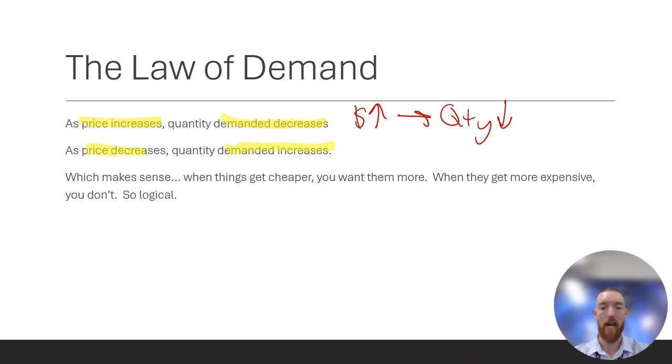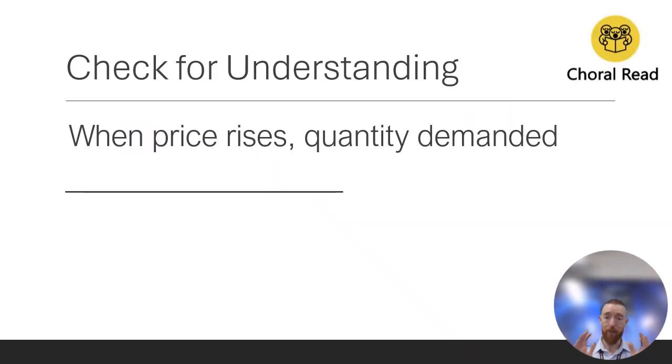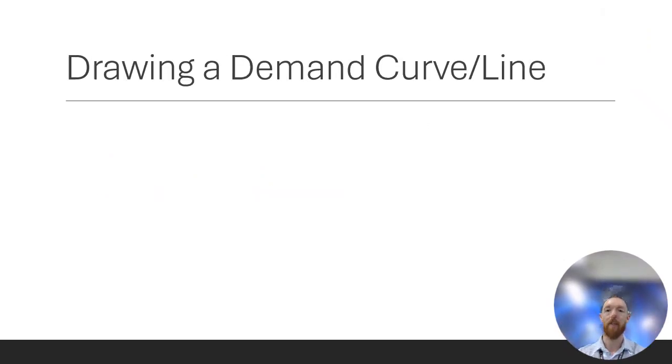So let's just check for that. I need you to fill in this gap for me. When price rises, quantity demanded, that's right, it decreases. Good job. I assume that you said that out loud really enthusiastically. But as price rises, quantity demanded decreases because as things cost more, we demand less of them. Good job, team.